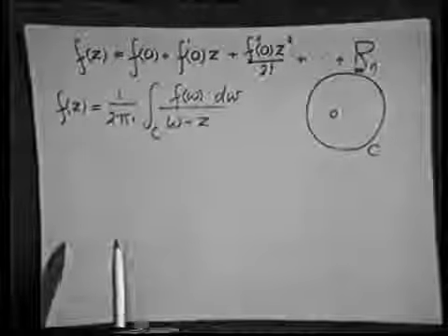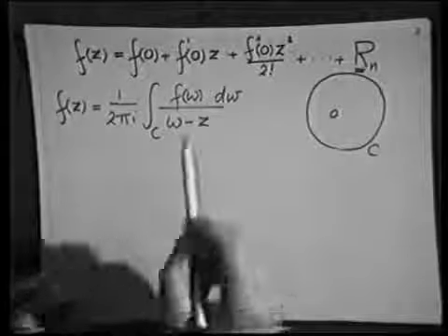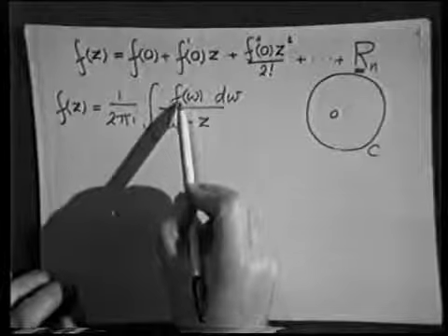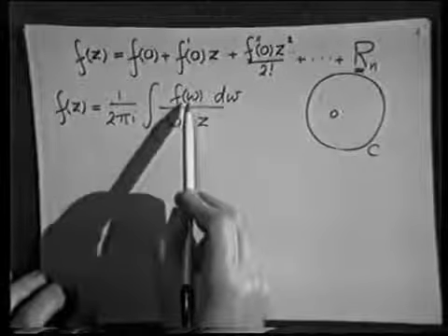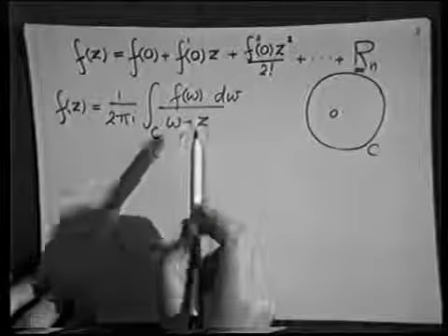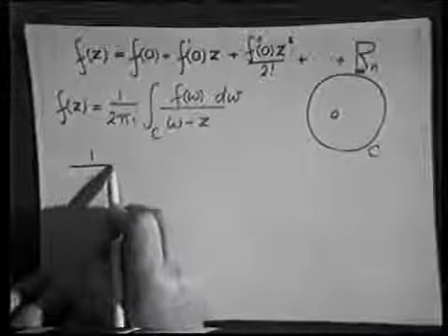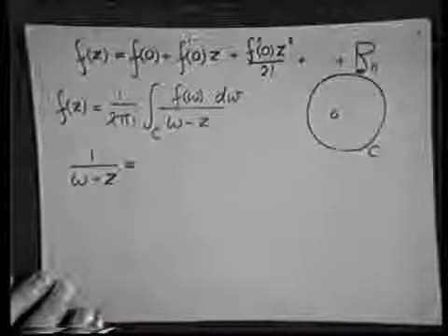Now, the idea is to push this and shove it until you get a series out of it. Now, how could you do that? Well, it's pretty hopeless to try and get a series from the f of w bit. I mean, that's virtually asking you to state Taylor's theorem, isn't it? So the only bit that you can do anything with is the 1 over w minus z. So you've got to do something with 1 over w minus z. You want a series for it.